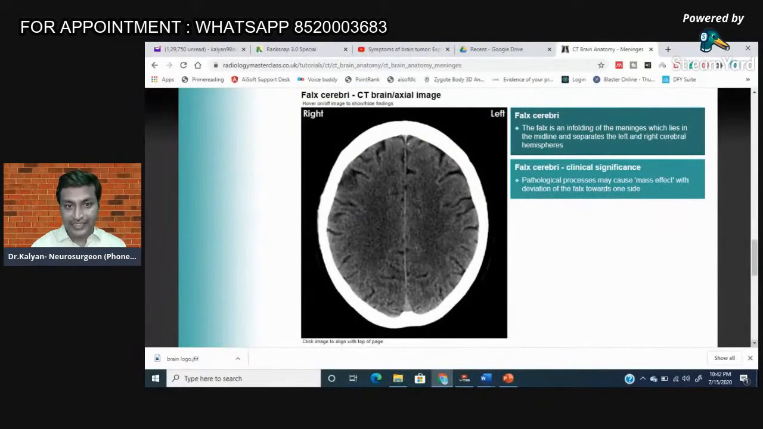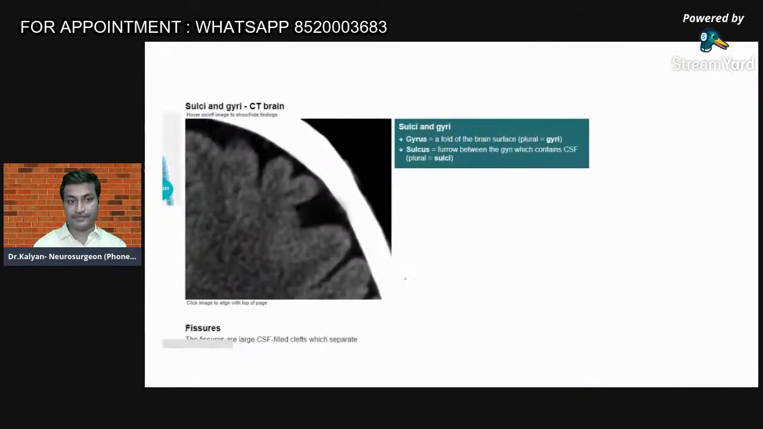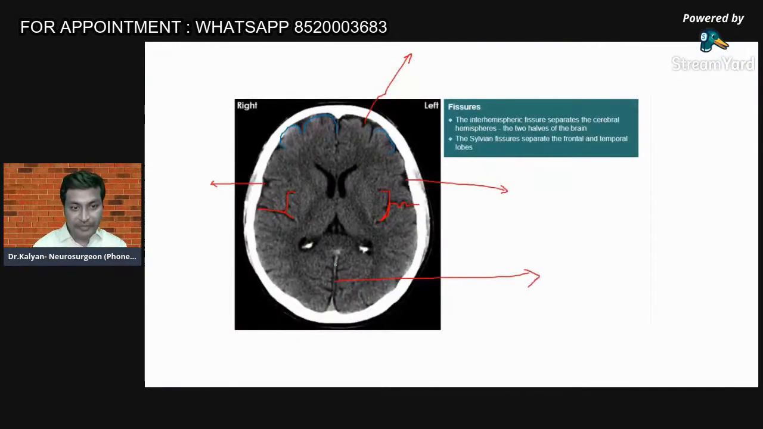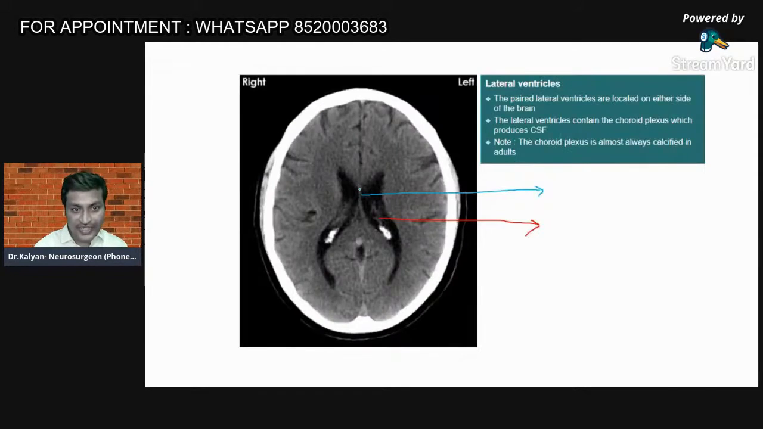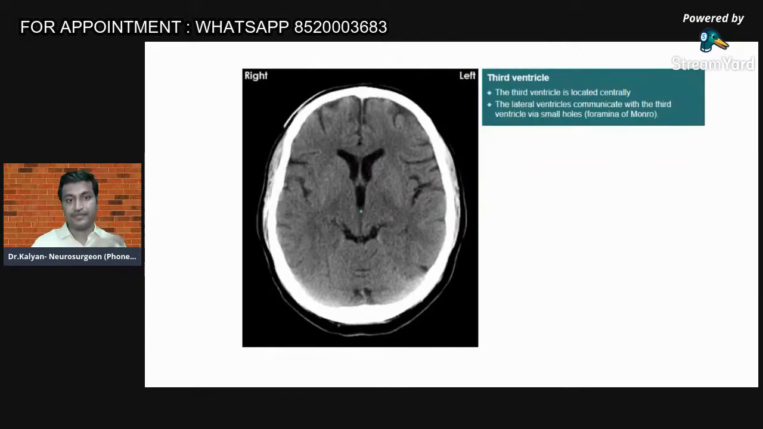Can you identify? This is a midline structure separating both the hemispheres, present within the interhemispheric fissure, and it is the falx cerebri. So the midline structure is the falx cerebri. Here the midline structure is the falx cerebri. The midline structure here is the septum pellucidum. These two were the lateral ventricles which I have shown you before.